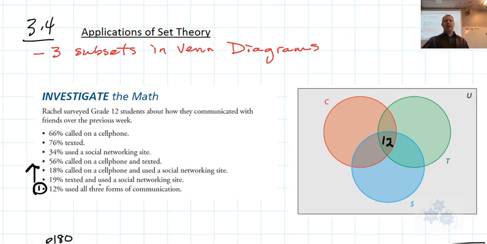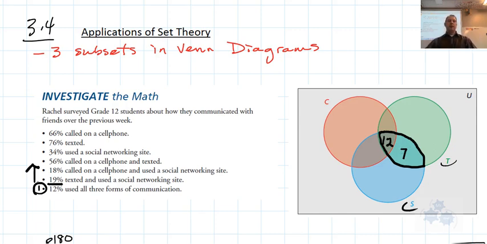19% texted and used a social networking site. Okay, so texted, social networking site, it says 19%. Now, the texting and social networking site is this section right here. You see that? Texting and social networking, it's where those 2 circles overlap. You already know that 12% of students are in this section, so what does that leave for this section right here? Anybody? Yeah, 7%. Now why is that? Because we have 19% total that have to fit in both of these circles. This is the overlapping part. I know 12 is already there, 7 must go there.